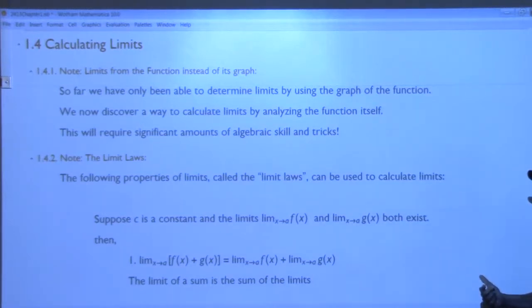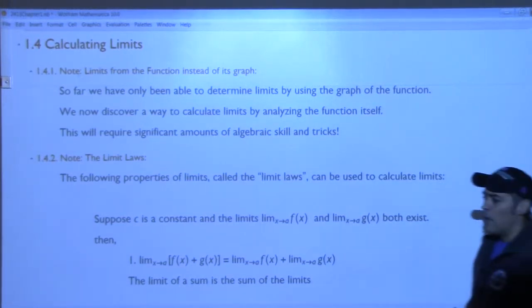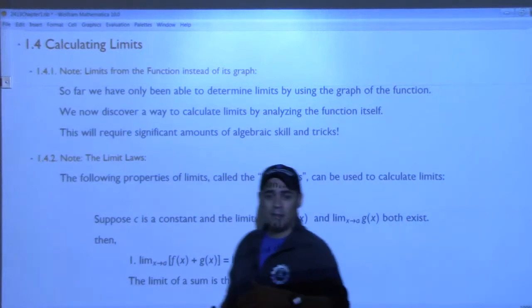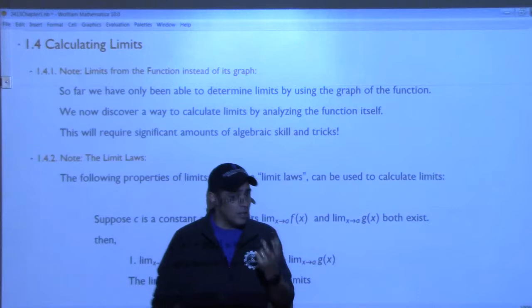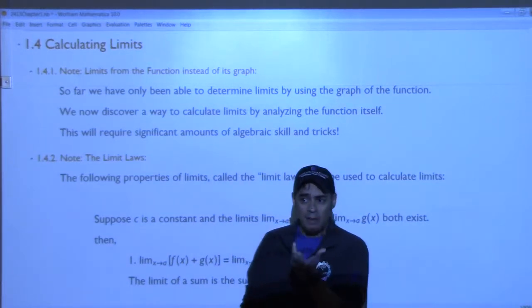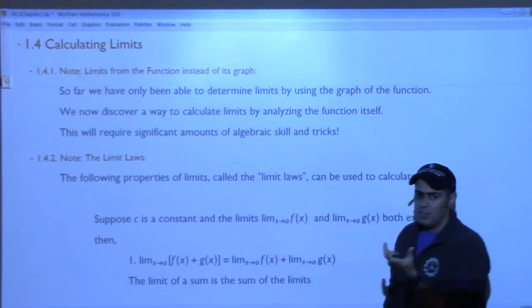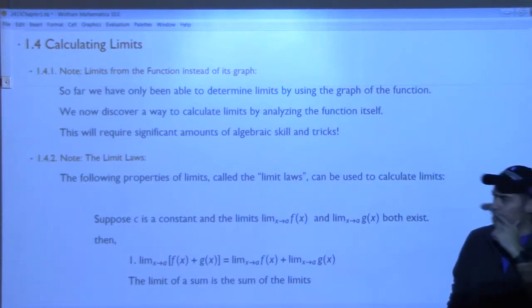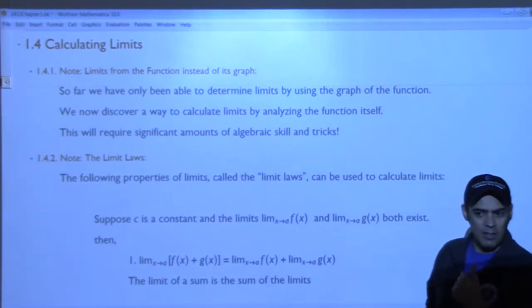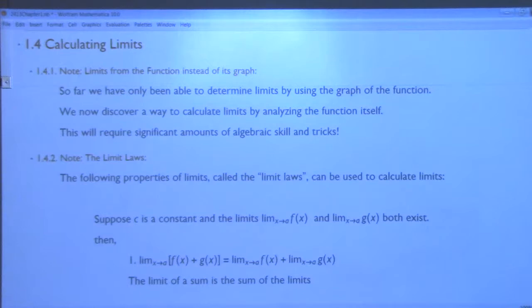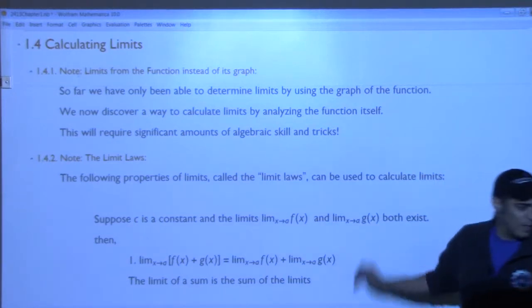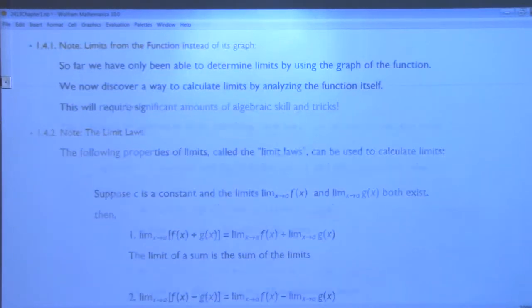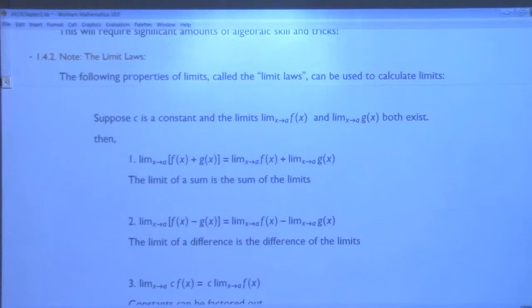Now, what we want to do is try and figure out if we can determine what a function is doing as we approach a value without a graph, just by looking at the function itself, the algebraic function. So this may seem like it's going to be harder, and I think it will be a little harder because it's going to require some algebra. All right? So before we actually do this, we need to establish what are called the limit laws. And these are the things that you're allowed to do with limits.